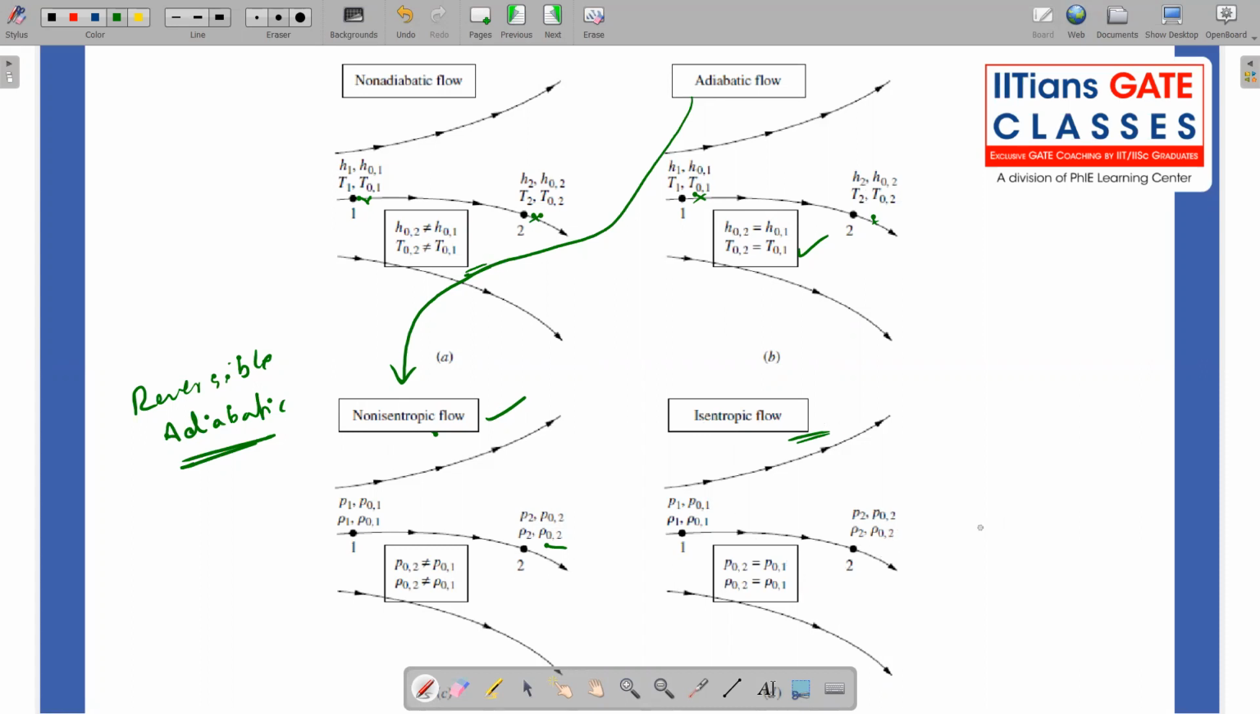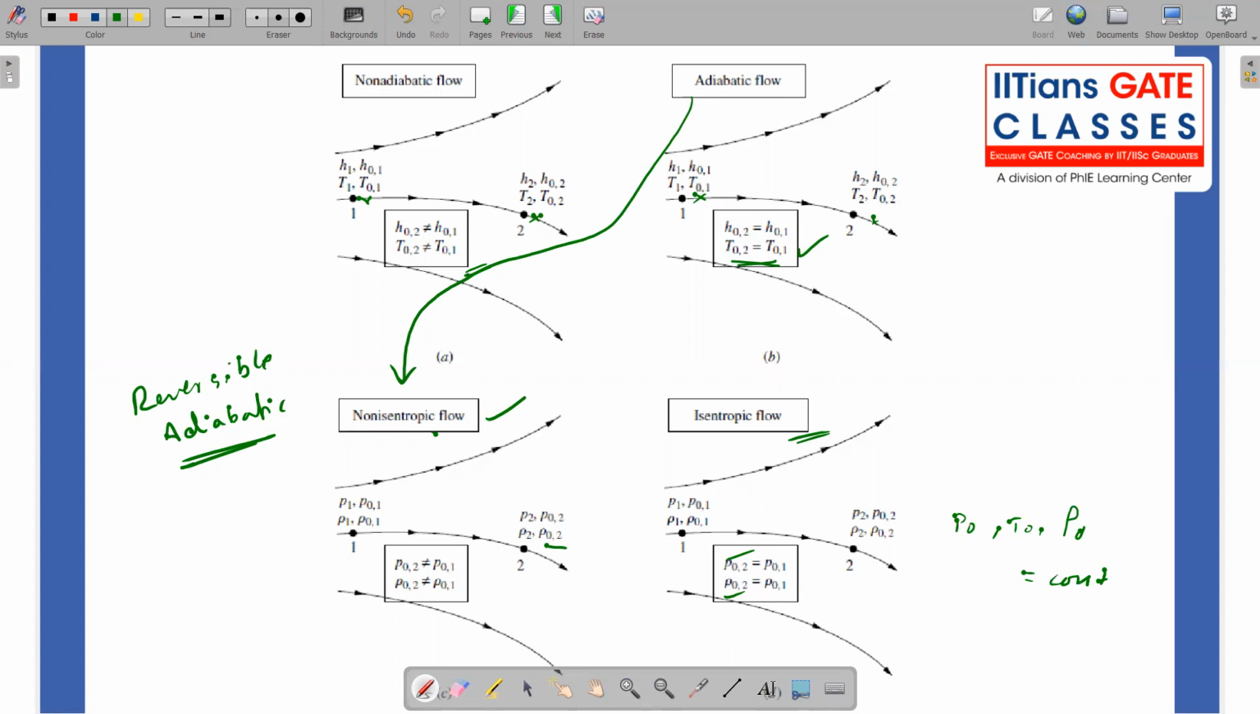And for isentropic flow field, it is straightforward. All three variables, P naught, T naught, and rho naught, have to be constant in an isentropic flow field. Because the adiabatic condition itself gives T naught 2 equal to T naught 1, and the isentropic flow condition gives two more parts, that is P naught and rho naught have to be constant.